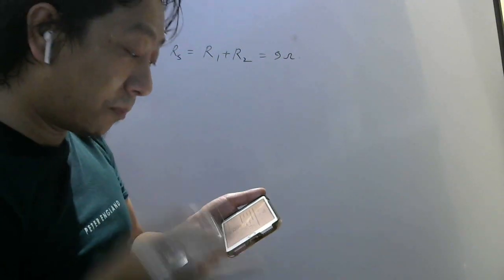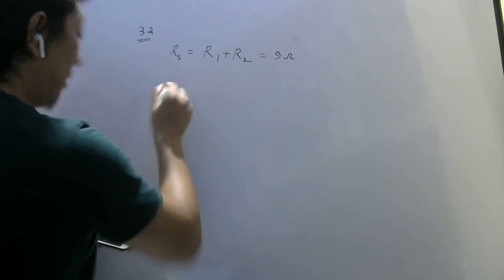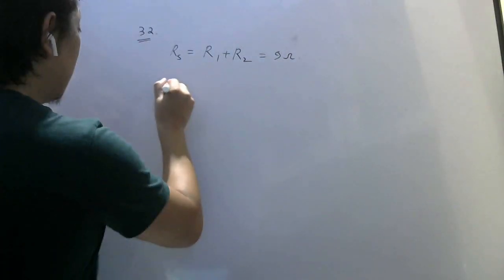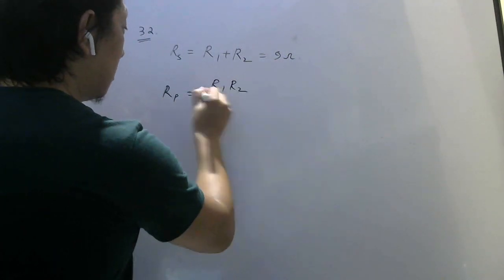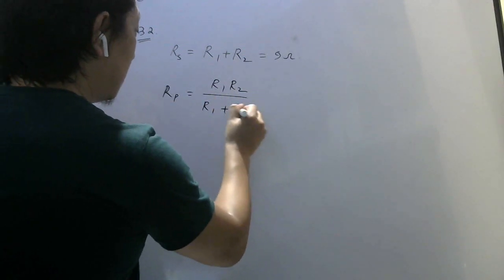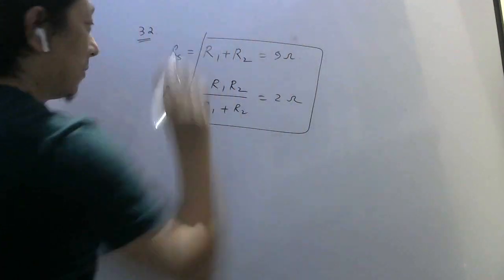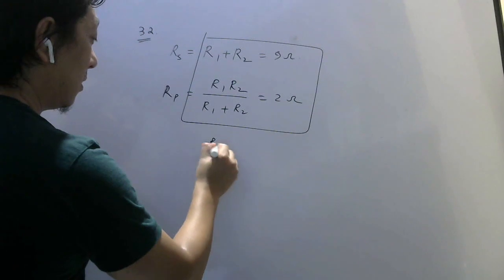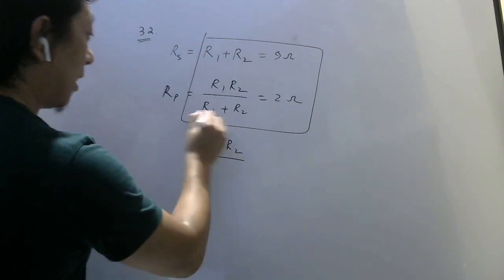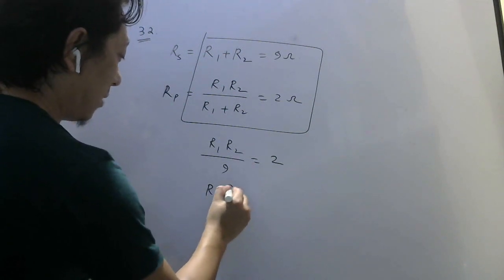And when they are in parallel, the total resistance is 2 ohm. So in parallel, how do we write the formula for total resistance? For two resistors, R1 R2 by R1 plus R2. And this is given 2 ohm. So these two we have to simplify. R1 plus R2 is 9, so substitute here. R1 R2 divided by 9 is equal to 2. So R1 R2 will be 18.